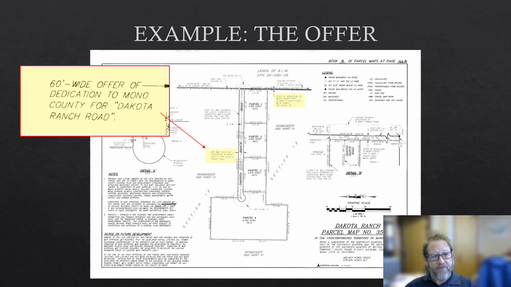Okay, so the first thing to do is look to see if there was actually an offer of dedication for this road. And we already saw this map, and the answer is yes. There was an offer of dedication for this 60-foot wide road known as Dakota Ranch Road. So the next thing we want to do is to see whether this offer was accepted or rejected.